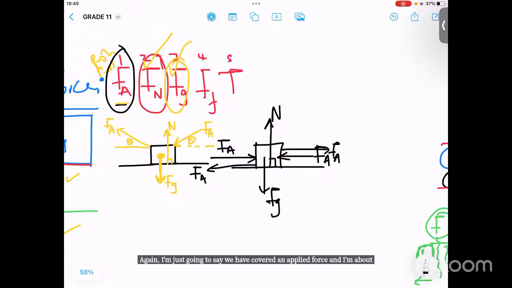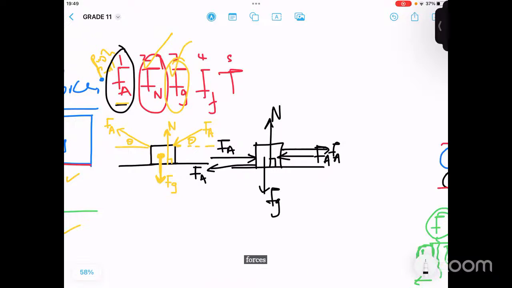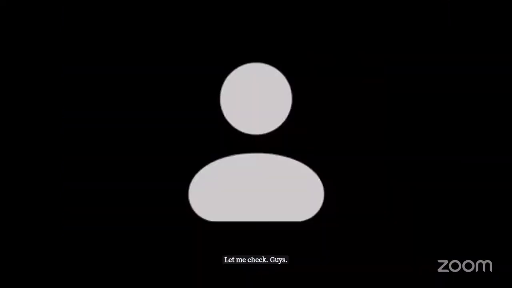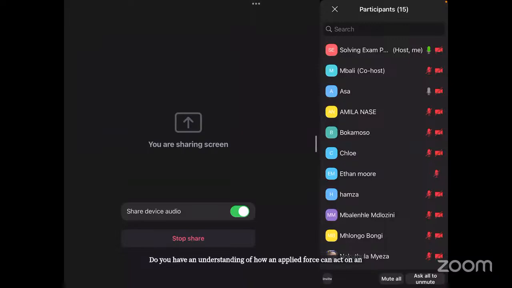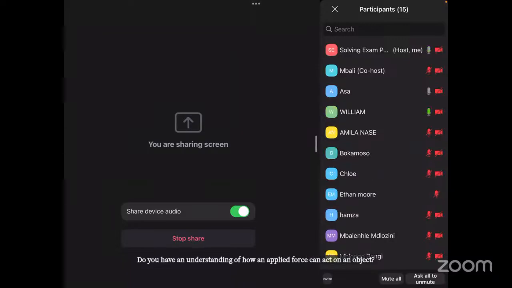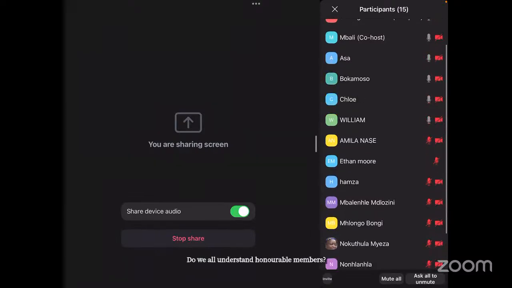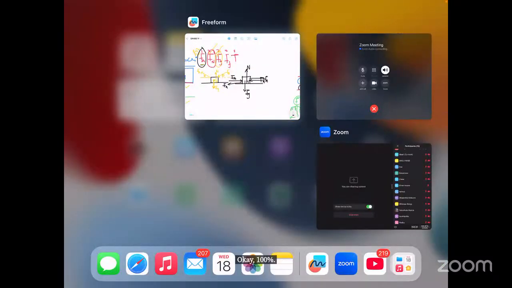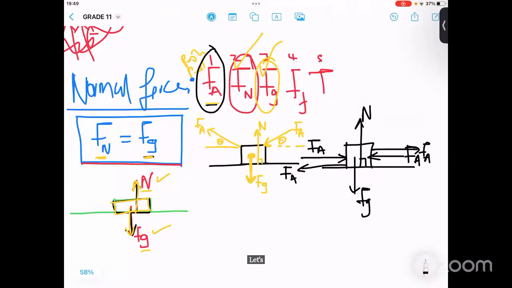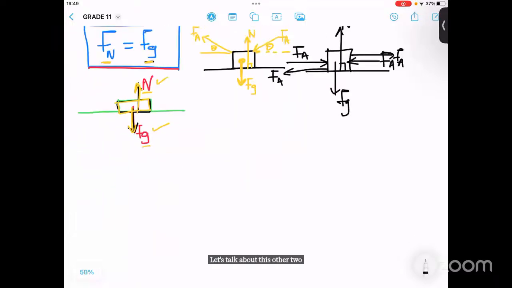I'm just going to say we have covered the applied force, and I'm about to explain these other forces. So let me check. Are we okay with regards to the applied force? Do you have an understanding of how an applied force can act on an object? Yes, sir. Do we all understand, honorable members? Yes, sir. Okay, 100%.